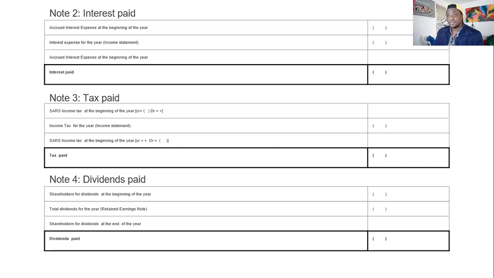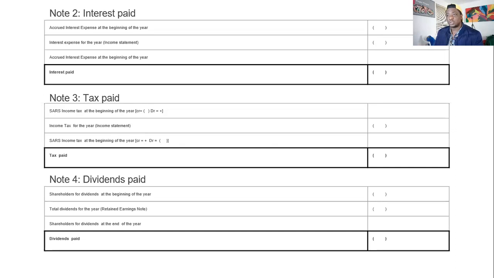And then tax paid, the SARS income tax at the beginning of the year. If you owe SARS at the beginning of the year, which would be on a credit, it would mean that you would have to pay SARS during the year before the next year ends. So in that case, for credit, you'd have an outflow of cash, and then we'd take the income tax for the year from the income statement as an outflow of cash.